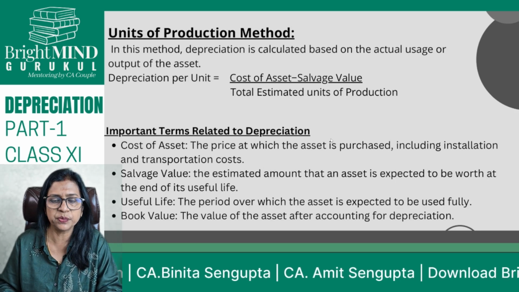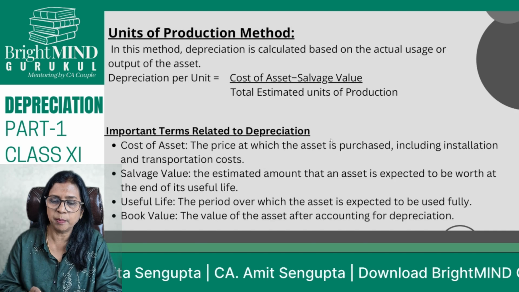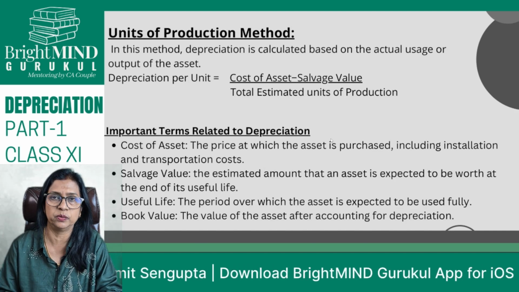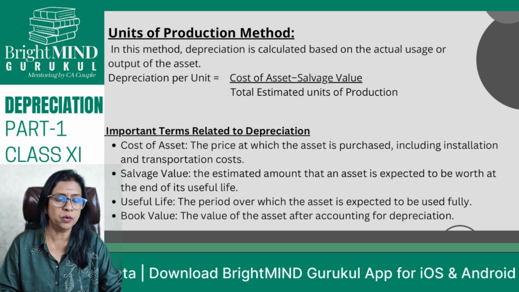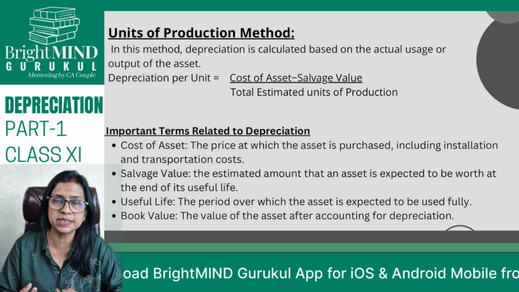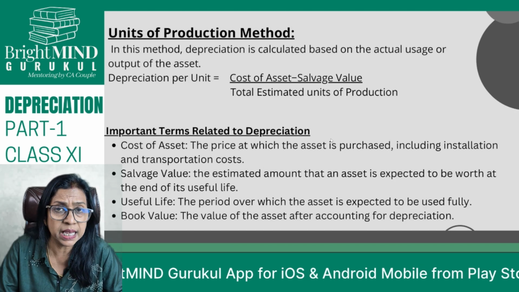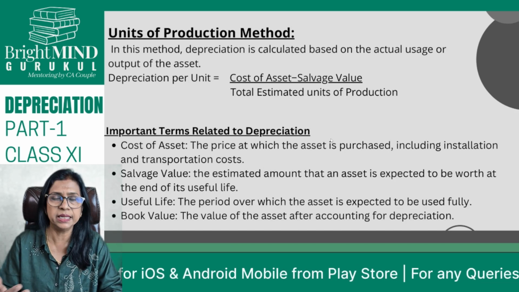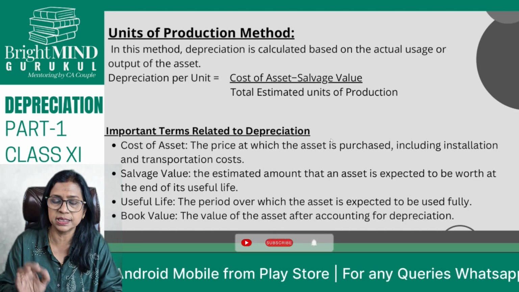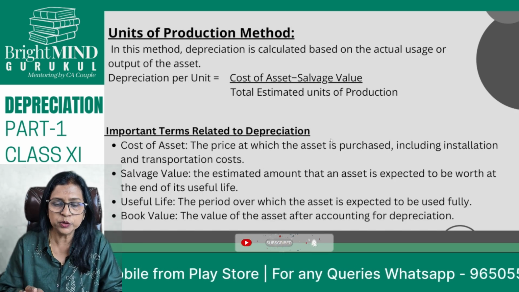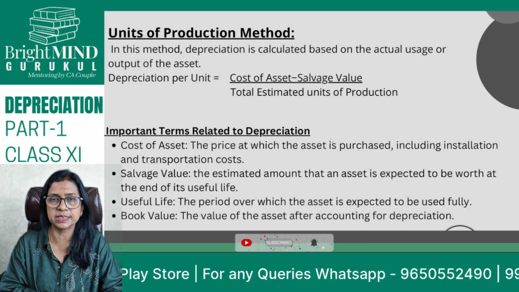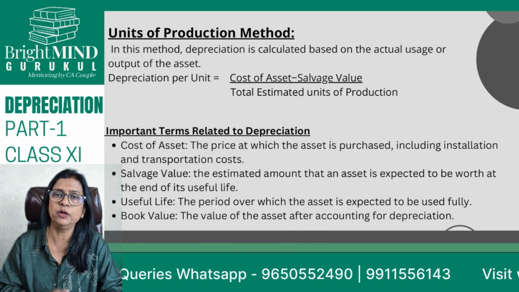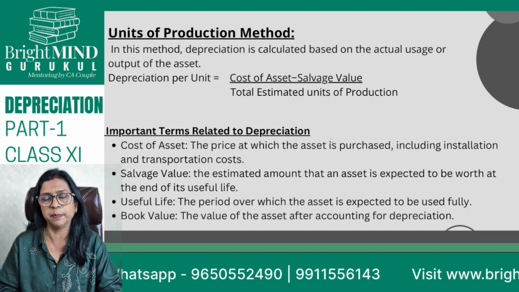Then second is salvage value. The estimated amount that an asset is expected to be worth at the end of its useful life. That means the amount that you expect to receive from selling the asset after you have calculated all the depreciation at the end of its useful life. So this is the salvage value. The useful life is the period over which the asset is expected to be used fully, and book value is the value of the asset after accounting for depreciation.